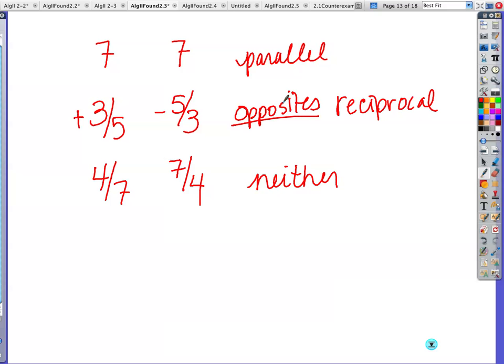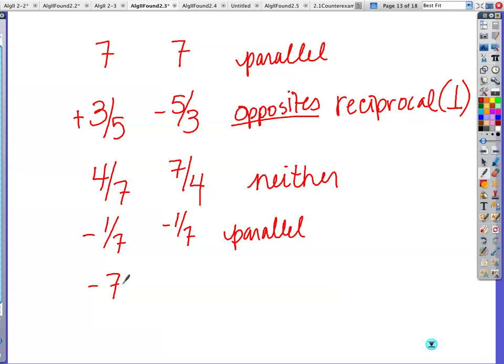Okay, sorry I didn't write up here. These are perpendicular. And that's our symbol for perpendicular if you have forgotten. So you have to be very careful. -1/7 and -1/7, parallel. -7 and 1/7, opposite signs. 7 and 1/7 are reciprocals, so these are going to be perpendicular.